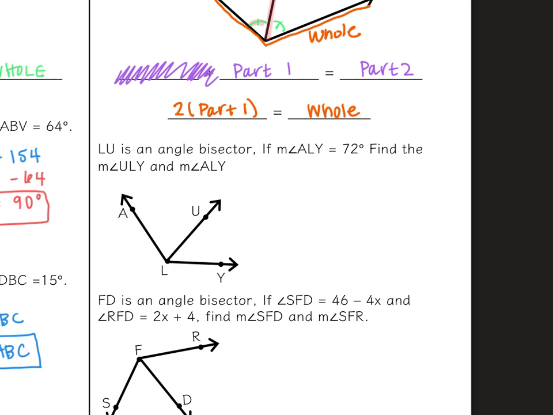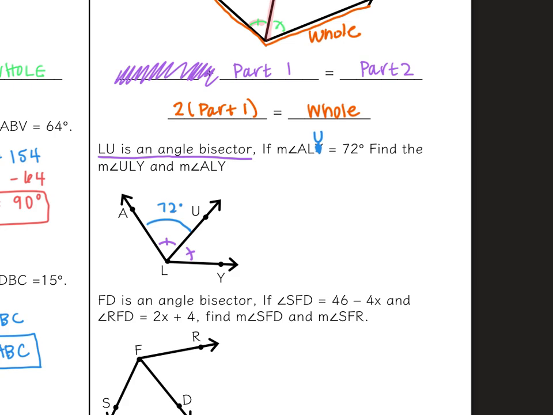LU is an angle bisector. So automatically we know that these two angles have to be equal to each other because it tells us this is an angle bisector. There's actually a small mistake here. This should actually say ALU, not ALY. So if ALU is 72, that's this angle right here, we want to know ULY and ALY.